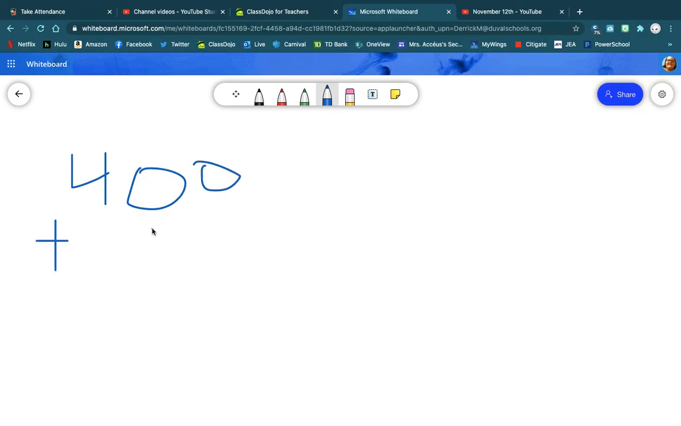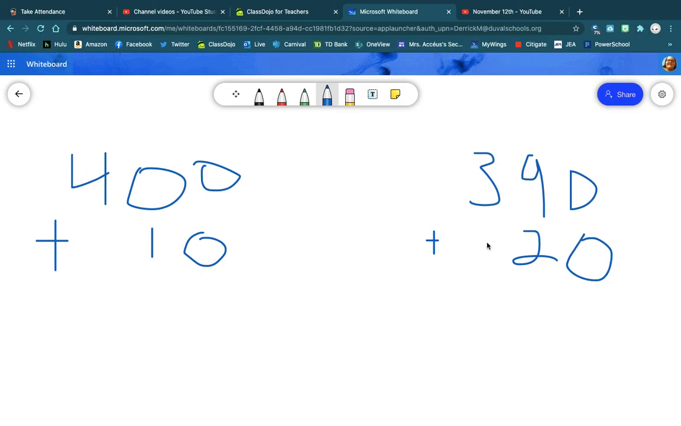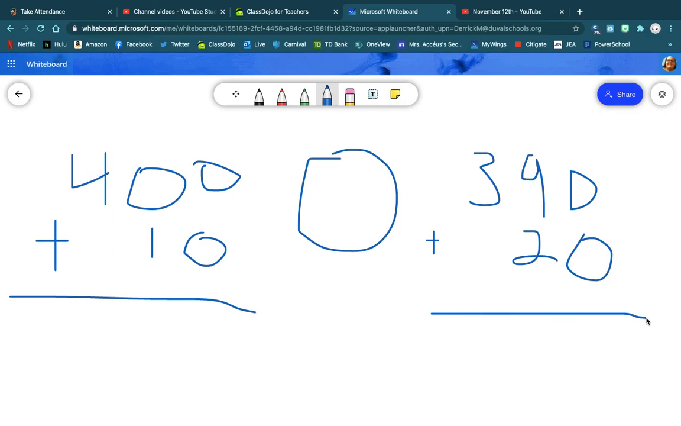All right, what if I have 400 plus 10 and 390 plus 20? We are looking for the symbol that goes in between them. So take a minute to solve these and then write your answer. Or you can wait for this to be done and I will tell you the answer.